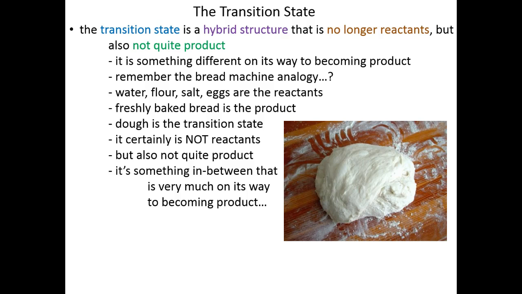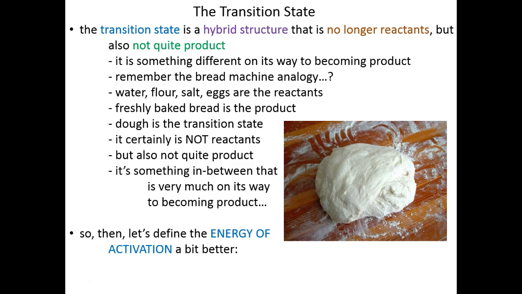Now think about it. You and I could take water, flour, salt, and eggs and make dough, but it would take a huge energy investment to do so. We'd have to knead the dough, mix the ingredients, pull the dough, and stretch the dough, and that takes a lot of work. If we throw everything into a bread machine, the enzyme does the work for us. The enzyme makes transition state much more easily and much more quickly than we can.